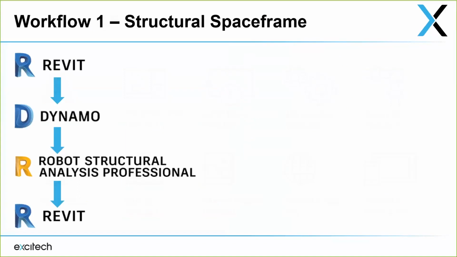So without further ado, let's go straight into our first workflow. You can see the products that we're going to be looking at here are going to be Revit. We then go into Dynamo. What that's then going to do is drive Robot and Revit together. So you'll see the output is shared between Robot Structural Analysis Professional and Revit.